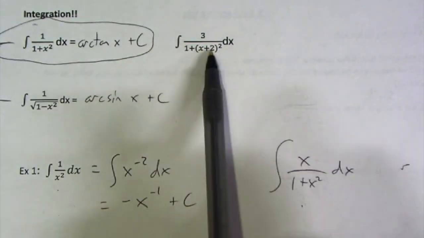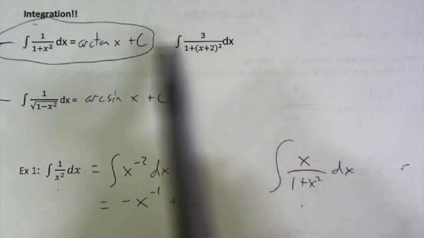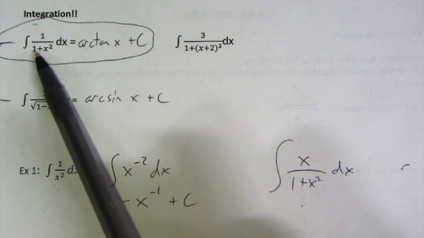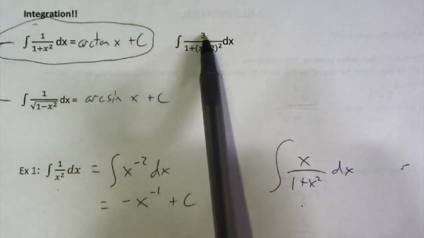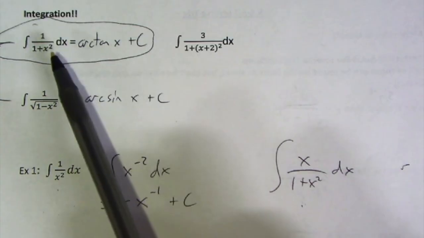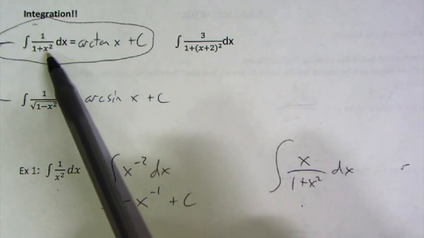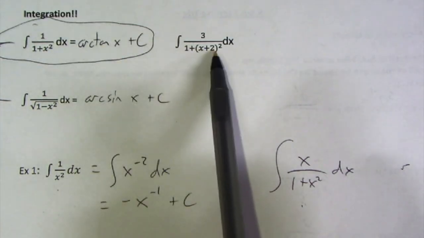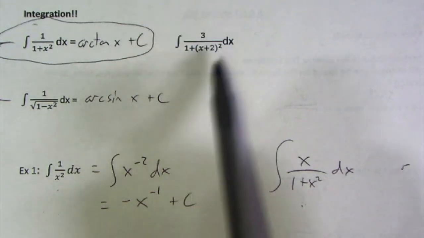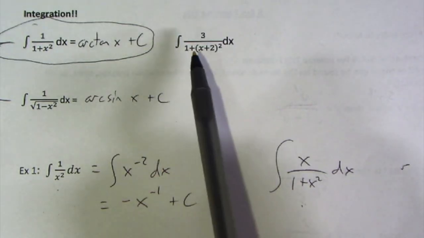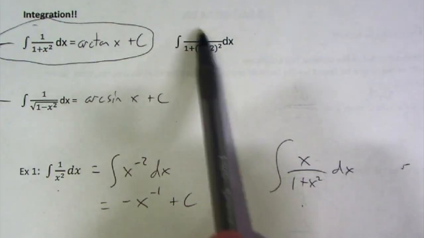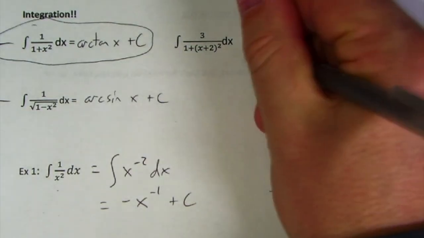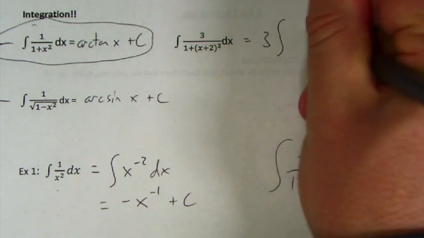So look here. This one looks similar to this one. You have a constant on top. It's a 3 instead of a 1. You have something being squared. You have 1 plus something being squared down here. This is the only other weird thing that can happen, and here's how we're going to attack this. This 3, I'm going to pull out in front of the integral, because we can pull constants out in front.